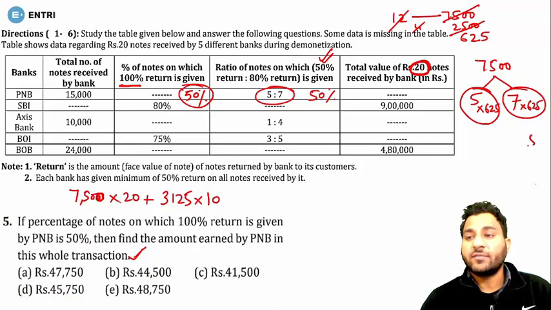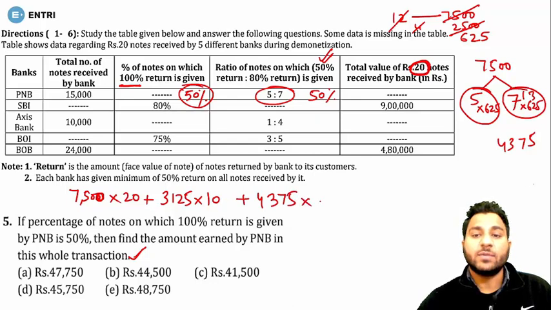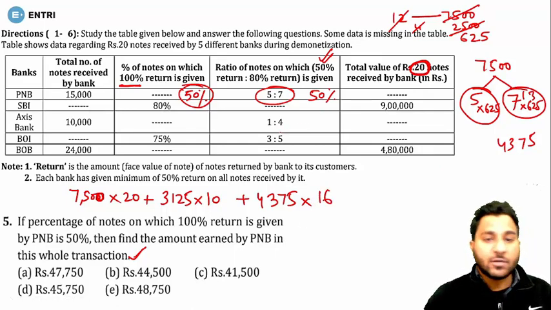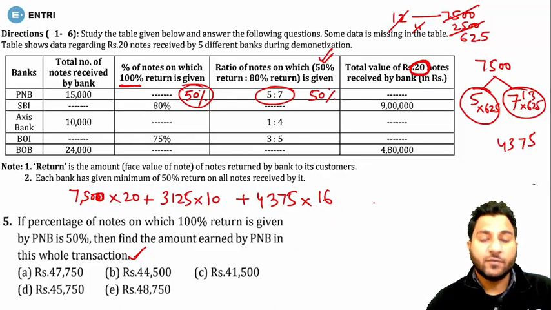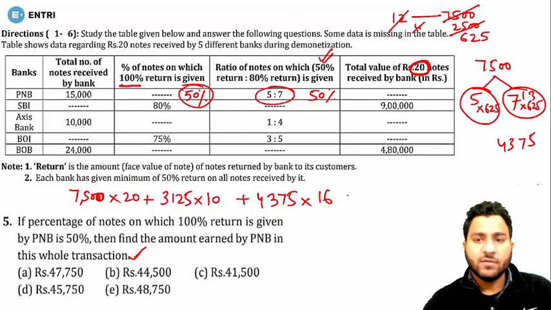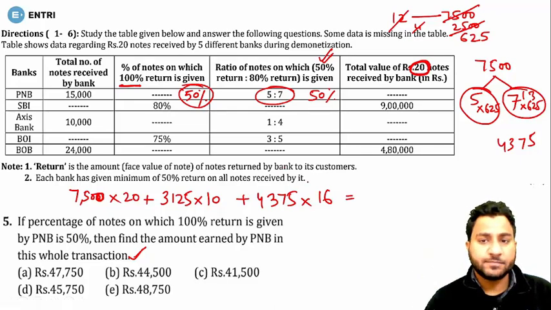7 5s are 35, 7 2s are 14, and 3, 17, 7, 4, 3, 7, 5. So this 4375 multiplies with what? Multiplies with 80% returnee. So 80% of 20 is 16. Now let's calculate all these data. Okay, let's calculate it, because you have to find out the amount of transaction earned. All right. Now first of all, let's calculate all these data and you will know everything.